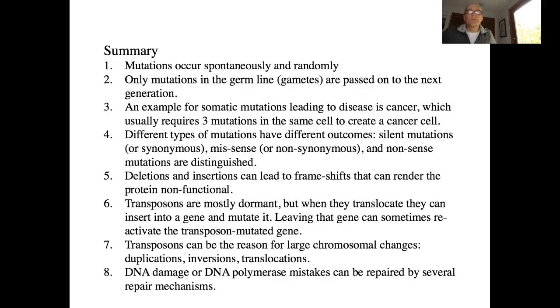So let's summarize what we discussed today. I said that mutations occur spontaneously and randomly. We said that only mutations in germlines, the line of cells that gives rise to gametes, are passed to the next generation, and that we have somatic cells that can also sustain mutations, but they're not passed on to the next generation. But they might be just as important, especially for that individual, with respect to changes in that organism during its lifetime. And cancer was one of those examples.